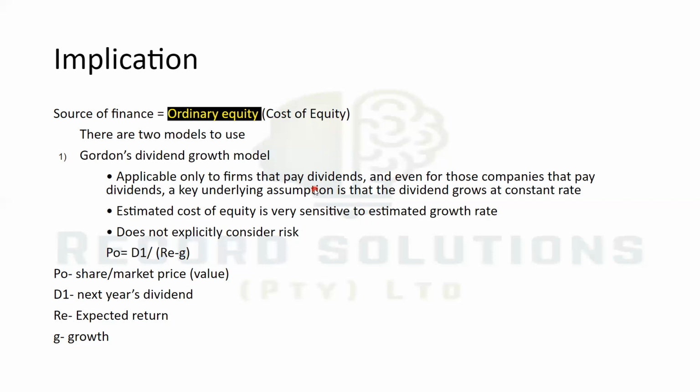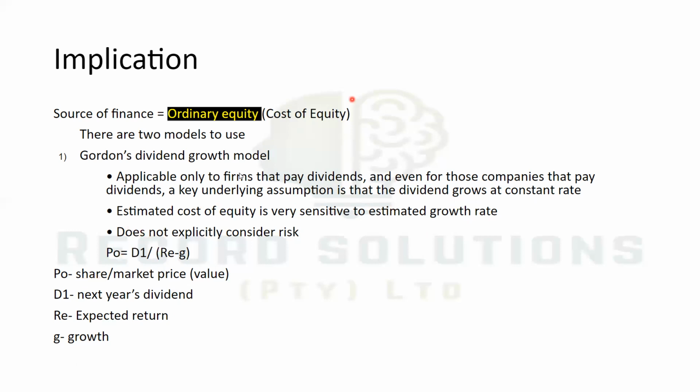So with the Gordon's dividend growth model, what do you have to know? It's only applicable to firms that pay dividends, right? If the company doesn't pay dividends, this model is not really applicable to them. And even for those companies that pay dividends, there's a key assumption, and you will see with this formula that the dividend grows at a constant rate. So if they ask you about disadvantages or advantages, the disadvantage of this model is that it assumes that the dividend will grow at a constant rate, because it's using dividends to determine this.